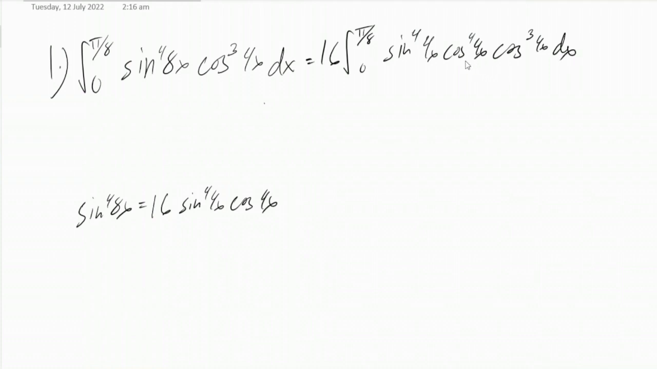Now next we will simplify the function. We'll multiply cosine raised to 4 of 4x and cosine raised to 3 of 4x. So now it will become 16 times the integral from 0 to pi over 8 of sine raised to 4 of 4x cosine, 4 plus 3 is 7, of 4x dx.